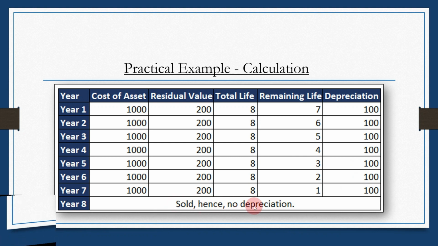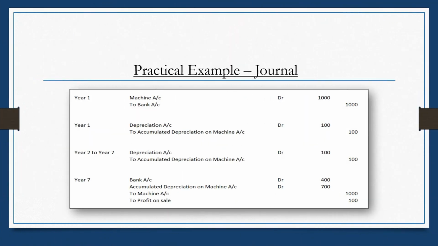Now how do we pass the journal entries for it? So the first time when you buy the asset, you have to debit the machine account in your books and then credit cash, because we assume that it is bought for cash, and then the depreciation entry starts. Depreciation entry will again be very simple. The depreciation being your expense will be debited against your accumulated depreciation, which is the provision for you. So increase in provision will be credited, and the same entry will be repeated from the first year till the 7th year. And finally, at the end of the 7th year, you are selling it out for 400.